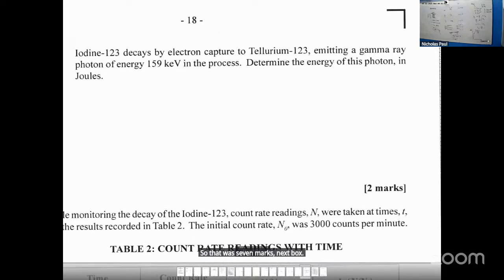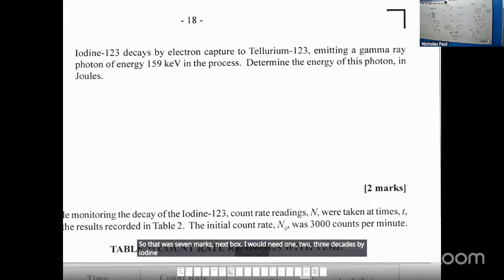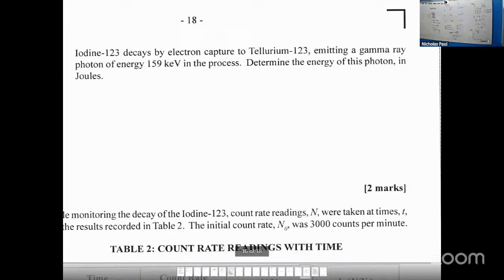Iodine-123 decays by electron capture to tellurium-123, emitting a gamma ray of that particular value, 159 keV. Find the energy of this photon in joules.